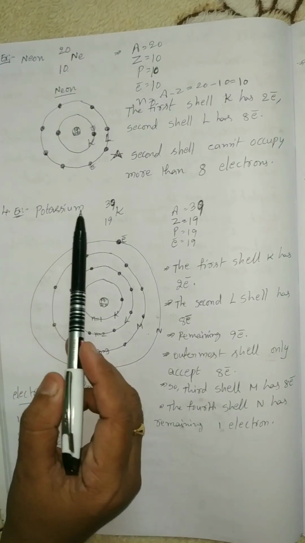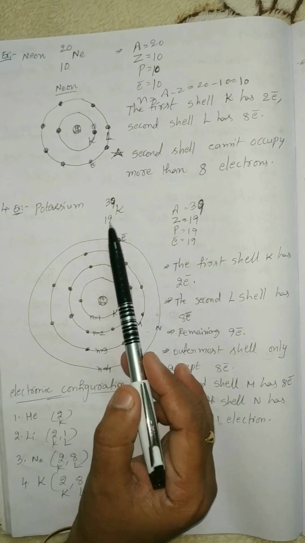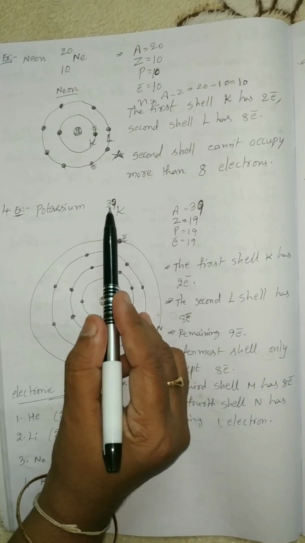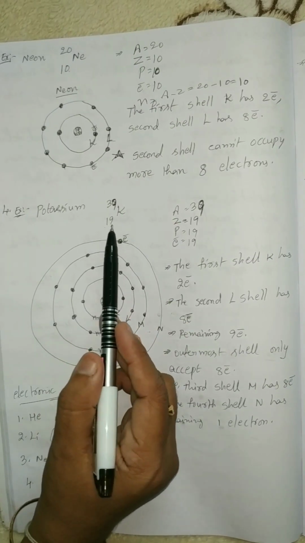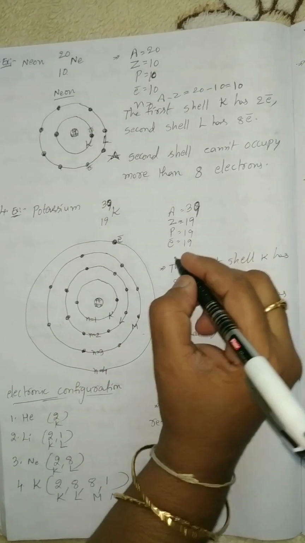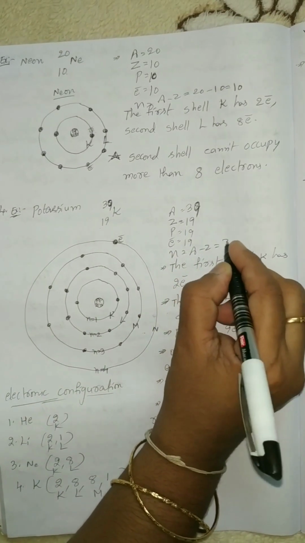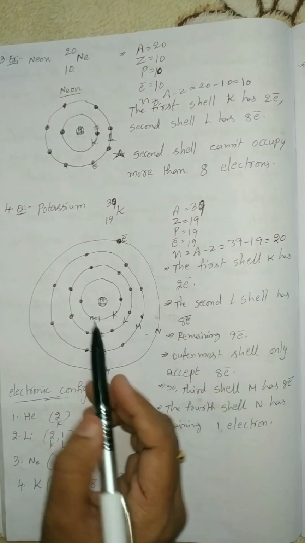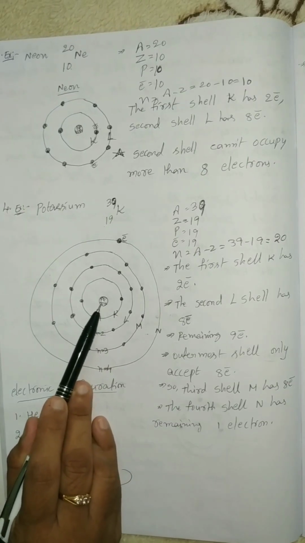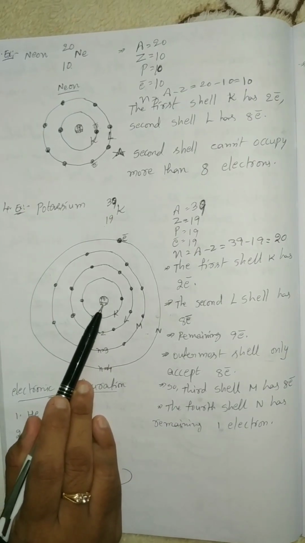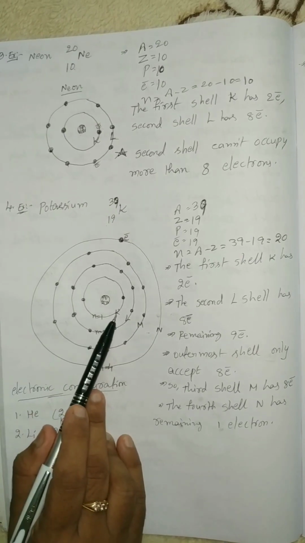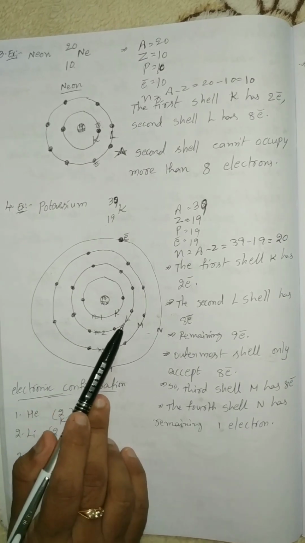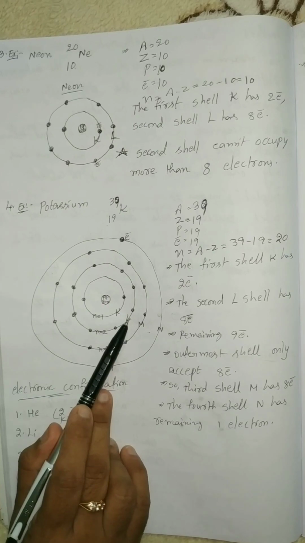Another example, potassium. Potassium 19K39. In this, Z atomic number 19, mass A equal to 39, protons 19, electrons 19, neutrons equal to A minus Z equal to 39 minus 19 equal to 20. So in the nucleus, 19 protons and 20 neutrons are present. We know that the K shell has only 2 electrons. The second shell L has 8 electrons.